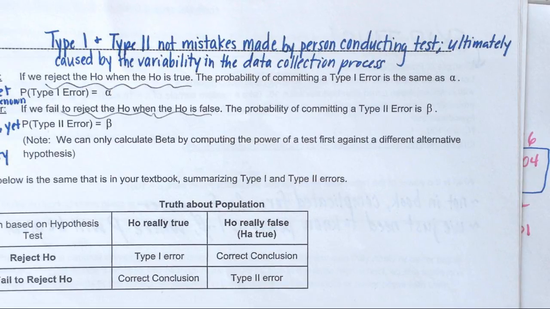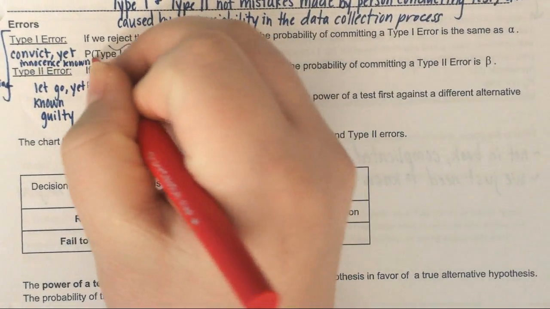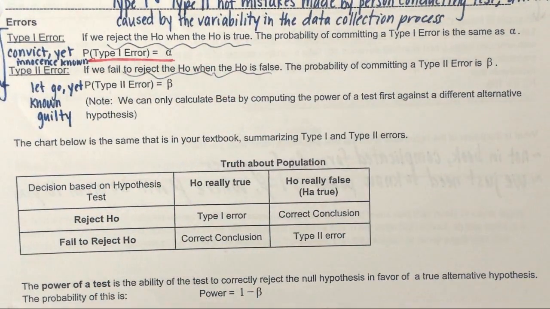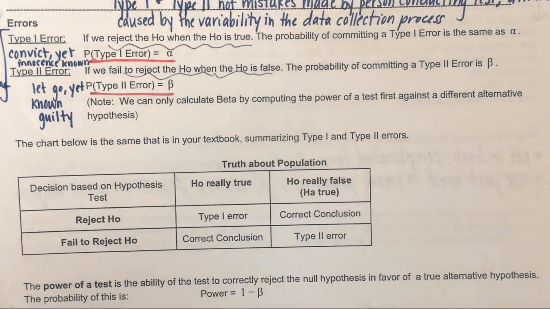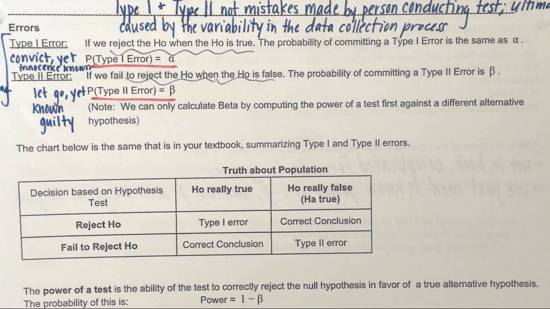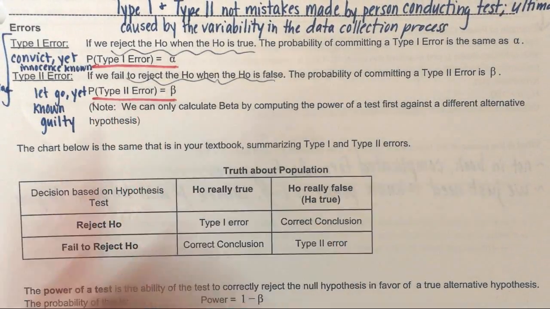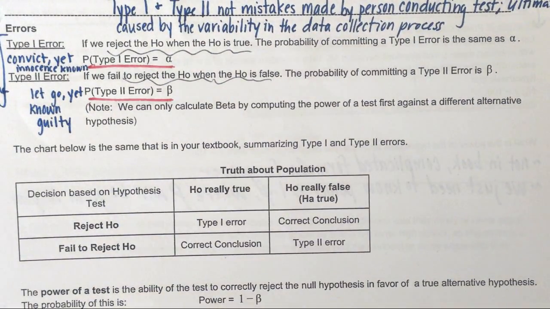Okay. In fact, the two errors have little letters going with them. If we make a type 1 error, notice it has the letter alpha next to it. And if we have a type 2 error, notice it has a beta next to it. It's the probability of committing a type 2 error. That's why it's saying P of type 2 error. The probability of committing a type 2 error is some beta. The probability of making a type 1 error is some alpha.